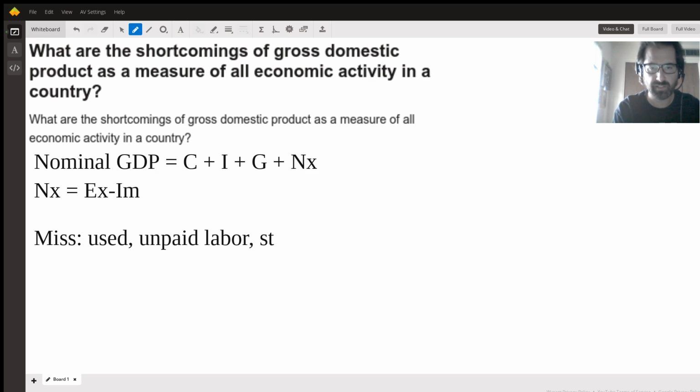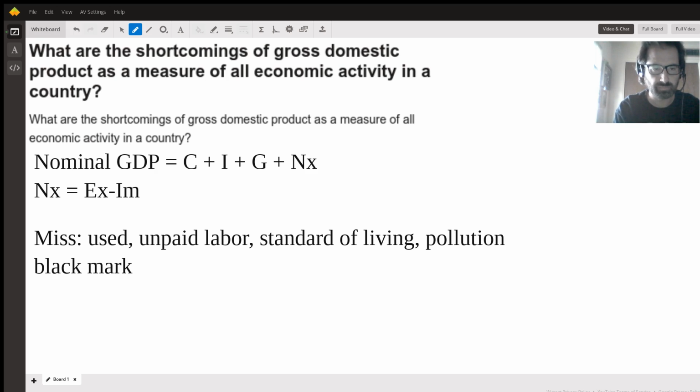It misses standard of living, so how well people are doing. It misses pollution and other negative externalities. And it misses black market spending, because drug dealers don't write receipts, so we don't get those captured in there. And it misses inequality. So you can have a situation where an economy is seemingly doing well, but very polluted and very unequal, and you might say the GDP is increasing.